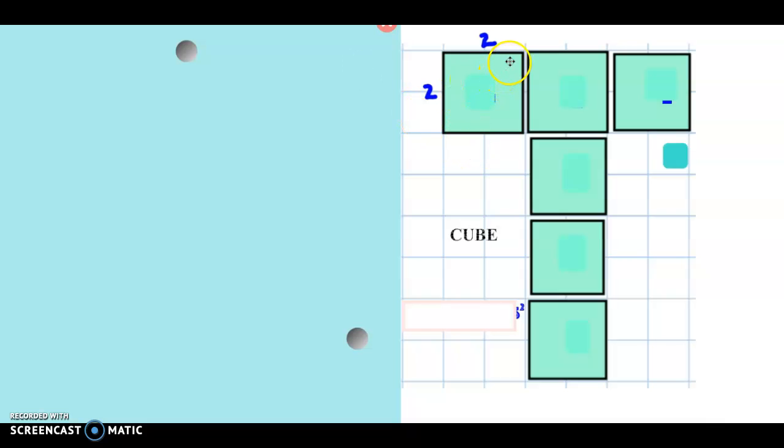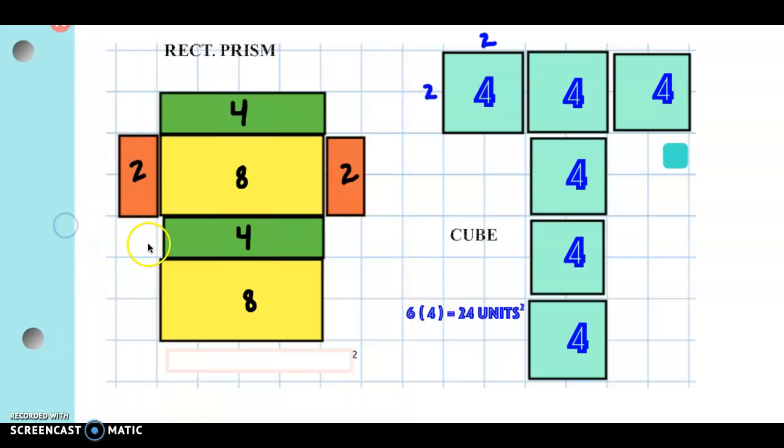So let's say our cube is 2 by 2 by 2. That means length, width, and height. So each face is 2 by 2. So each face is 4 units squared. So if we want to find the surface area, it would be 6 times 4, and that would be 24 units squared.